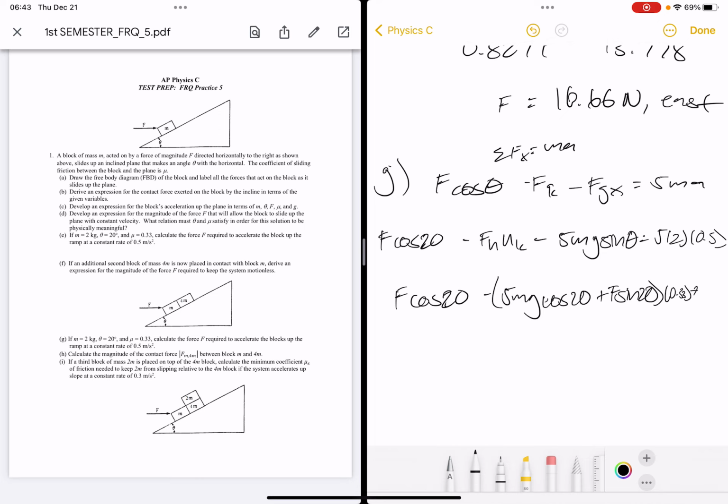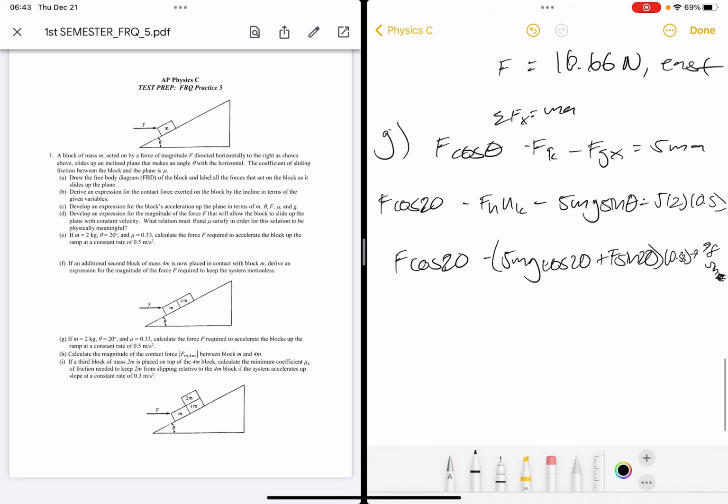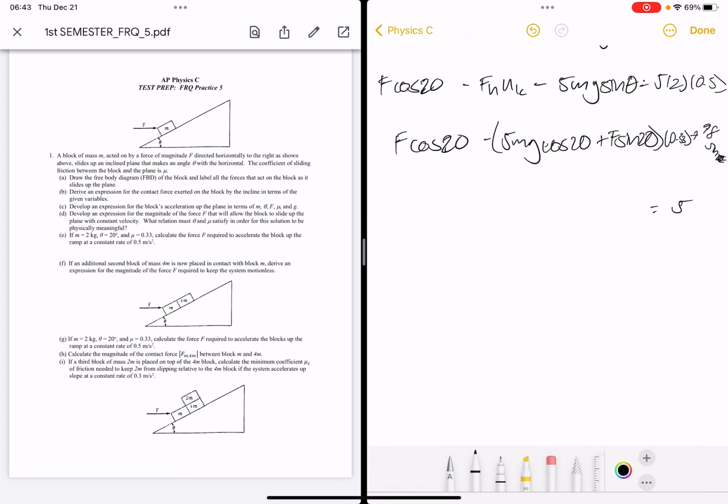I'm running out of space. This is plus 98 sine 20 equals 5. I need to write smaller. Okay.